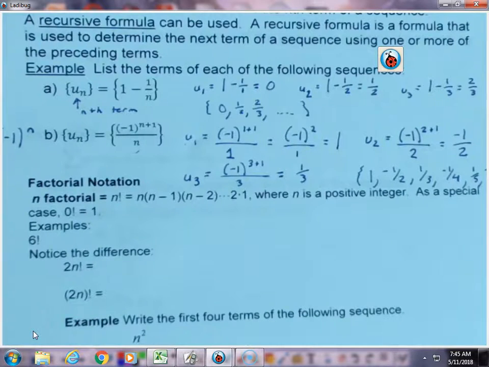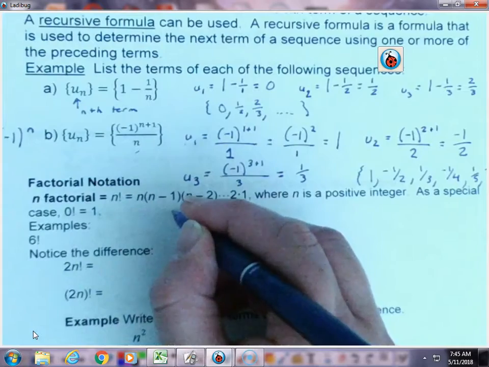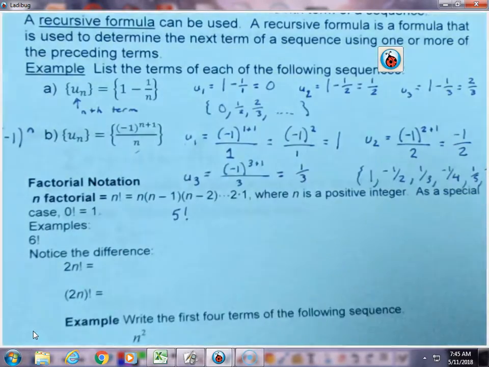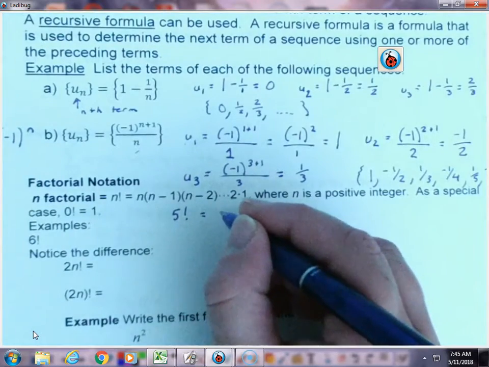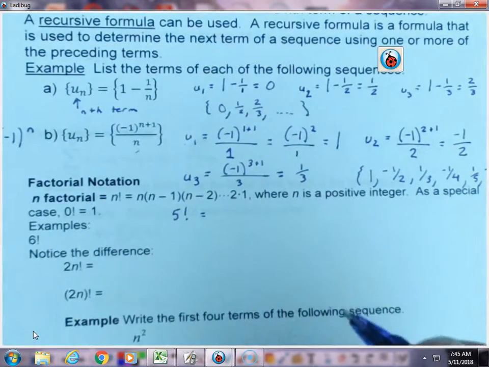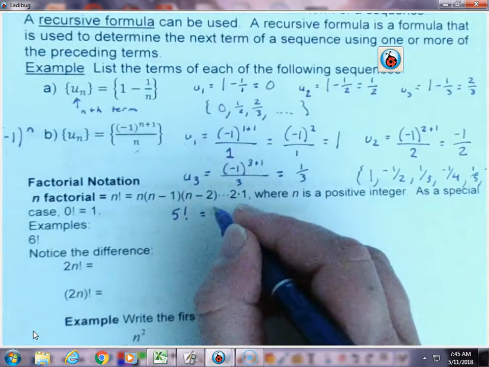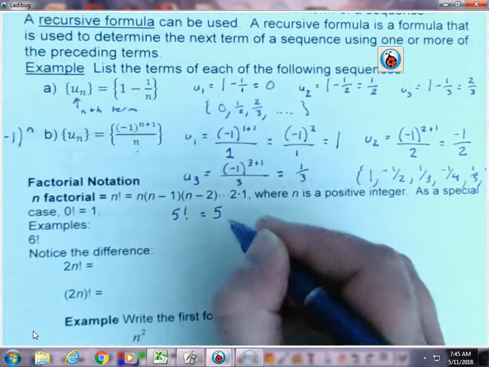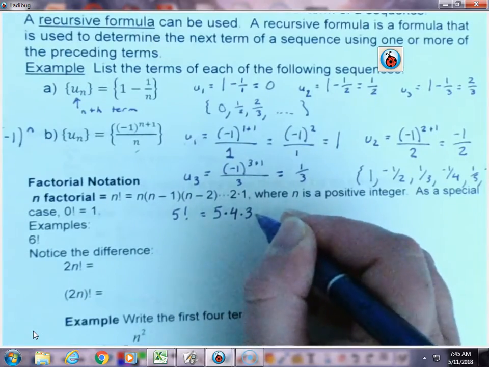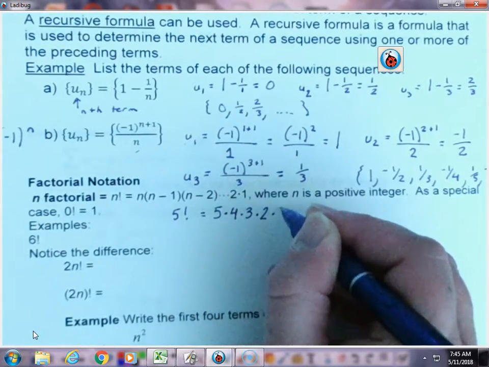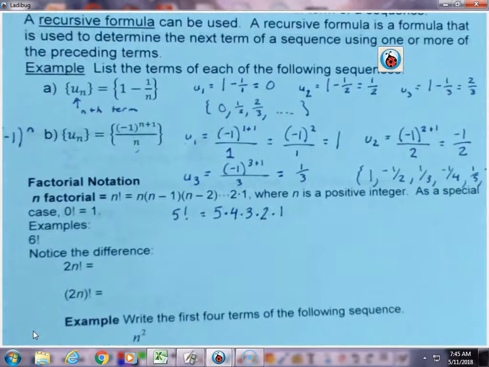Do you know anything about the patterns? Okay. So let's say you have 5 factorial. Isn't it like you add 1, 2, 3, 4, and 5? Almost. You multiply 1, 2, 3, 4, and 5. So you start with whatever that number is, and you multiply by each whole number going down until you get to 1. So 5 factorial just means 5 times 4 times 3 times 2 times 1.